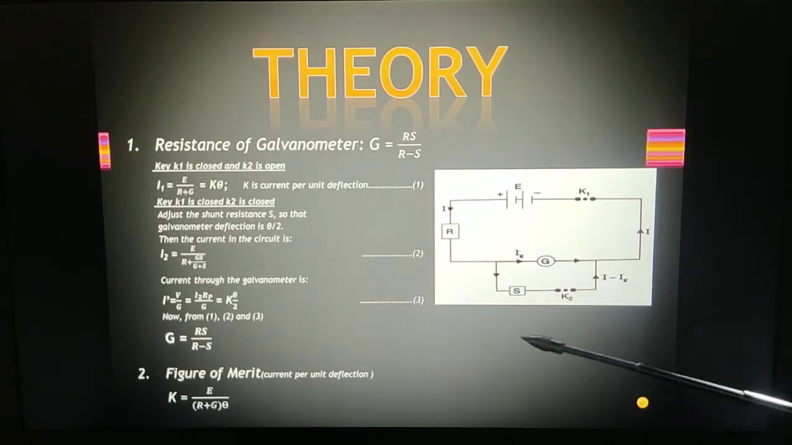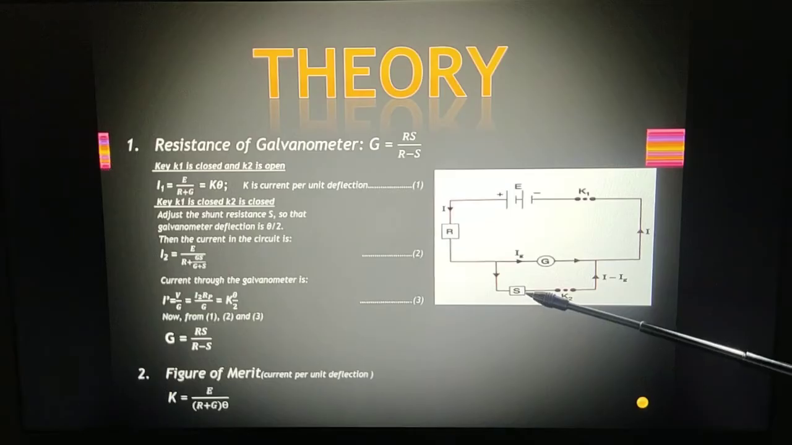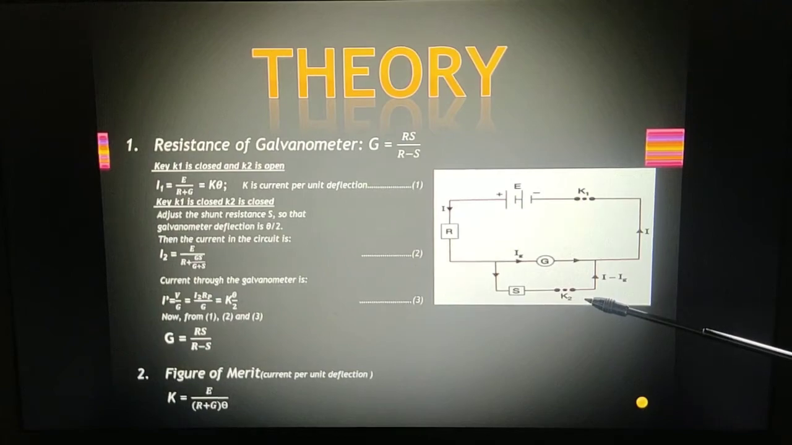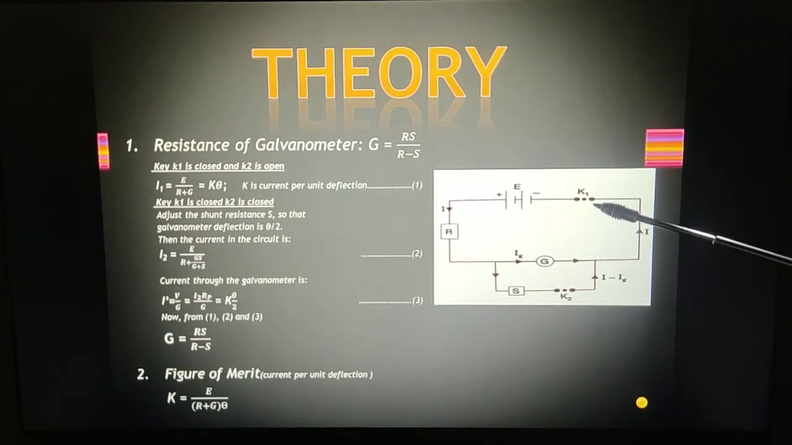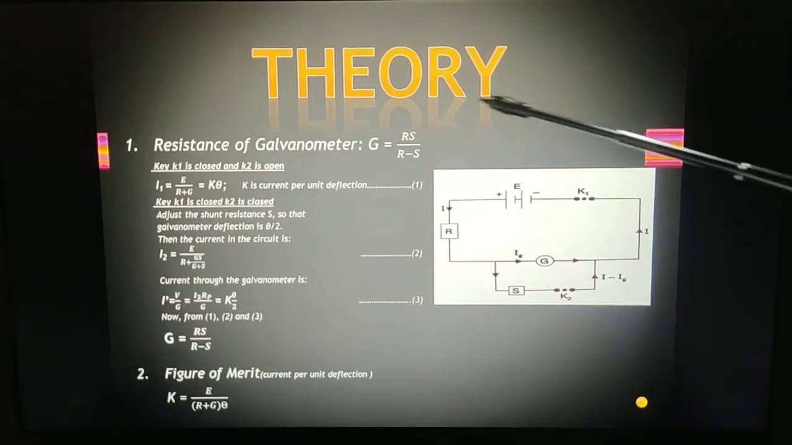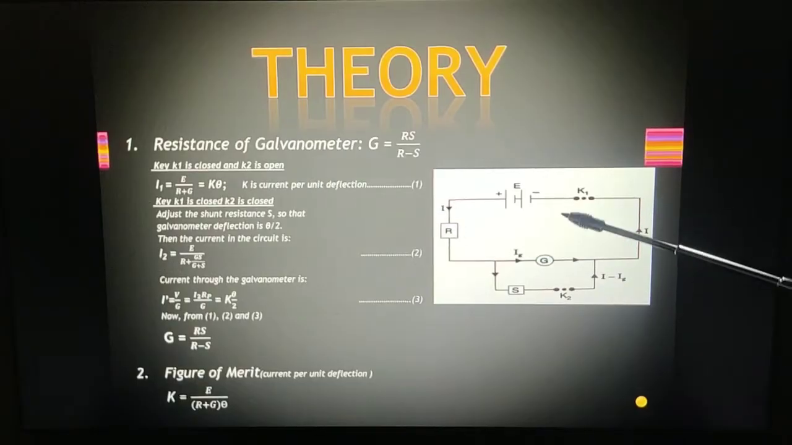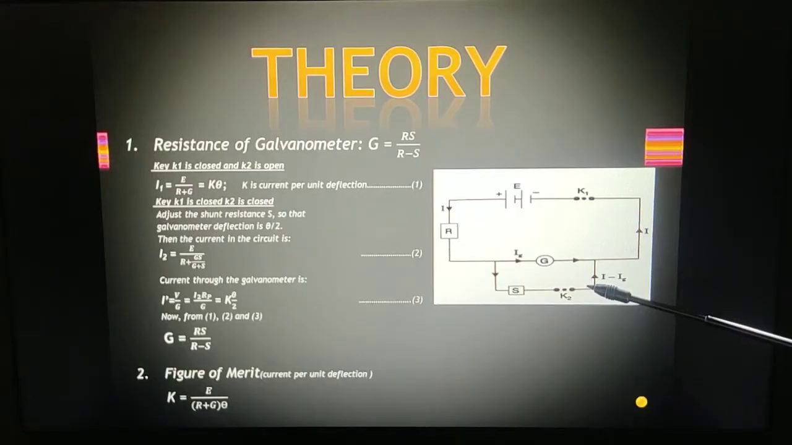Then coming to the branch circuit, you have a small resistance S parallel to G and a plug key K2, and in the outer circuit you have another plug key K1. So this experiment has two parts. In the first part, K1 is closed and K2 is open, so there is no current flowing through this part of the circuit.